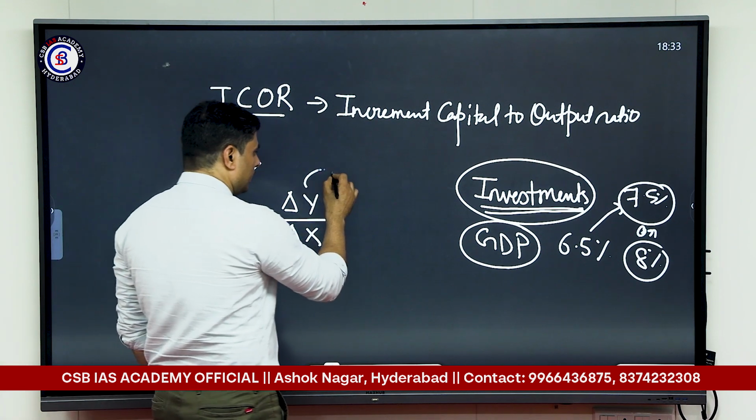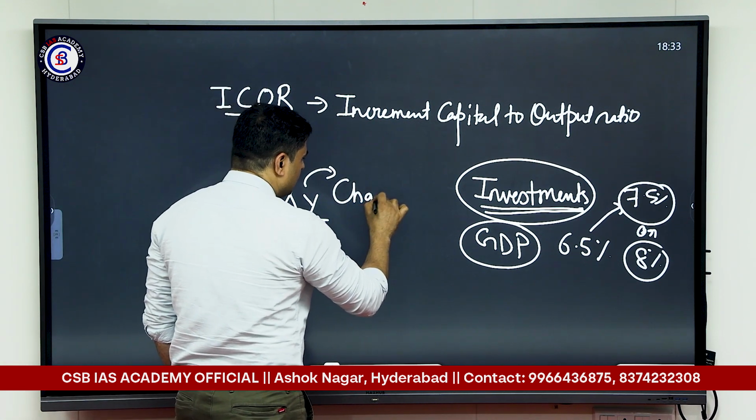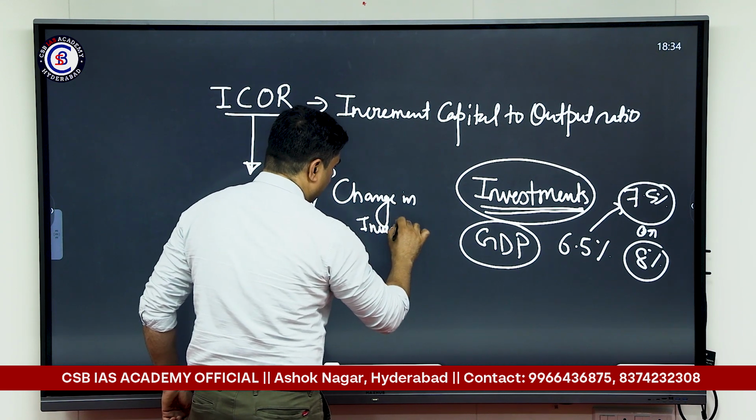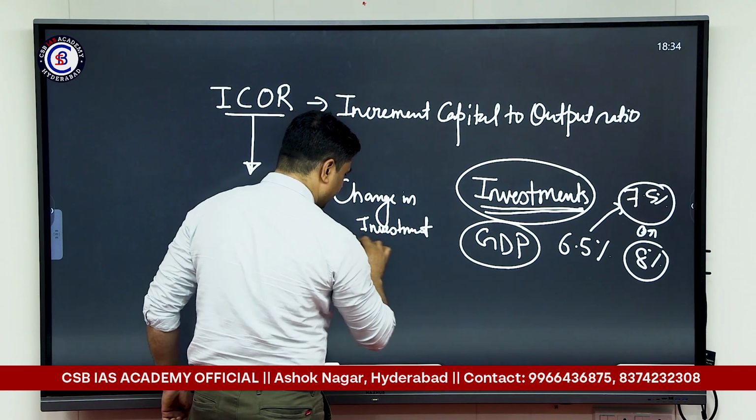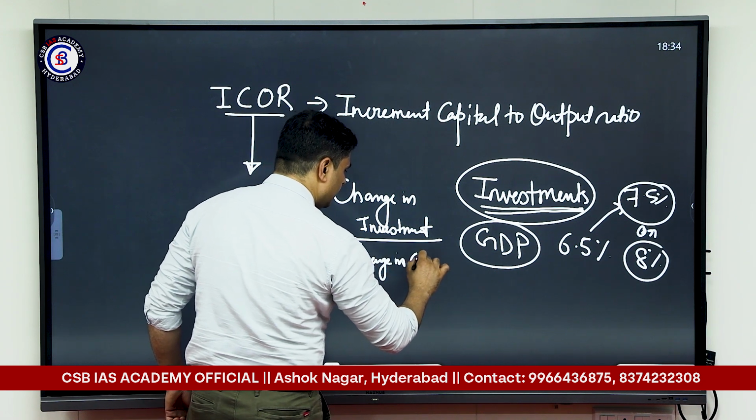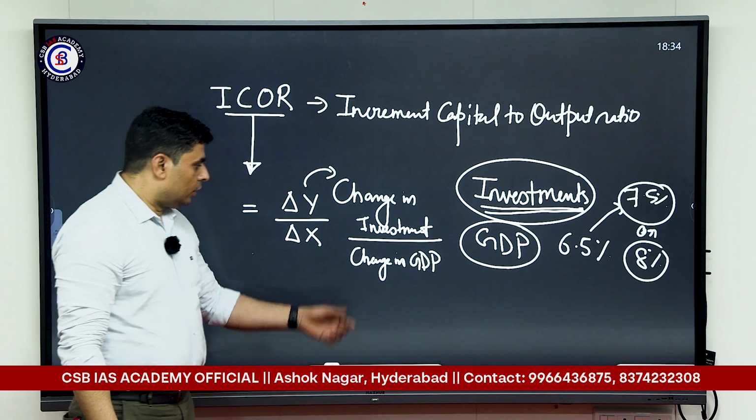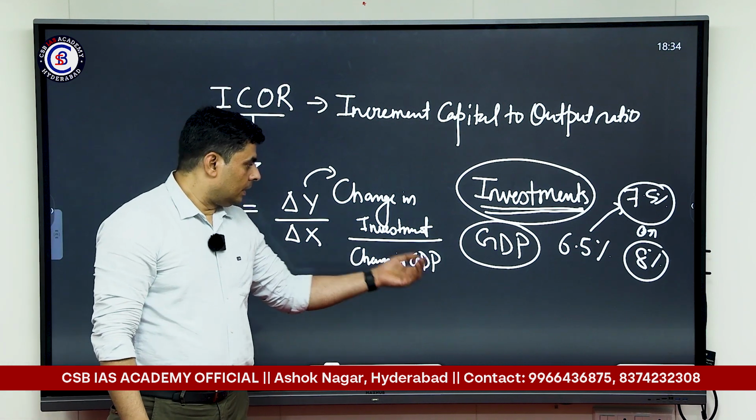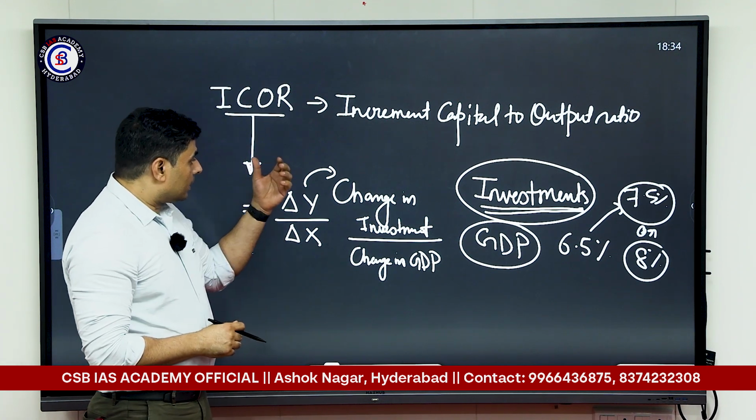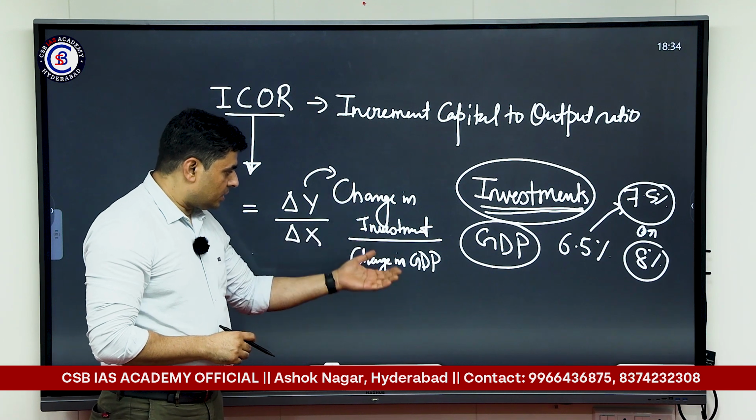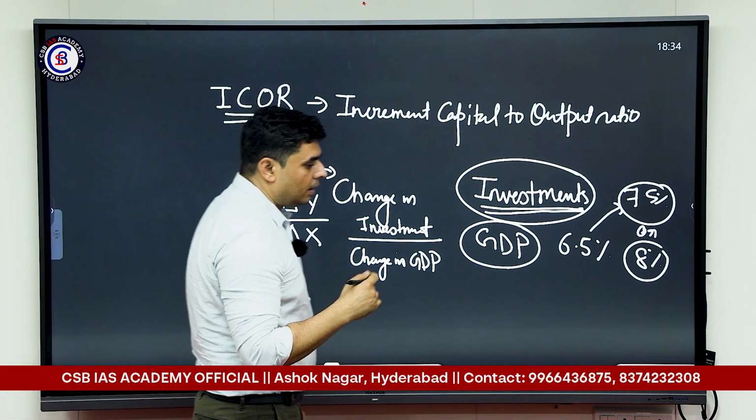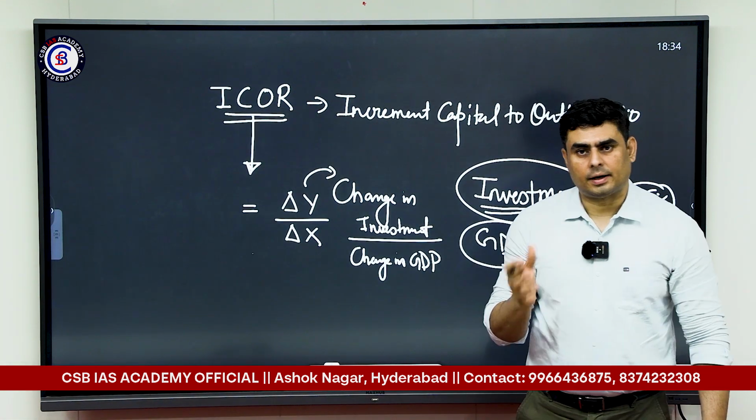What is delta y here? Change in investments, and here change in GDP. So how your GDP is changing and how much investment is changing. With the change in investment and the corresponding change in the GDP, we are able to calculate the Incremental Capital to Output Ratio.